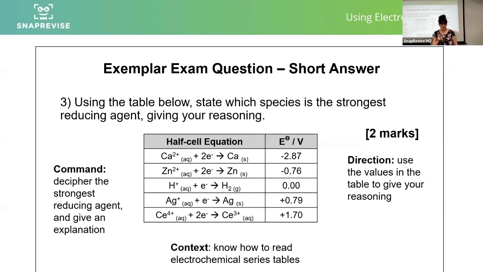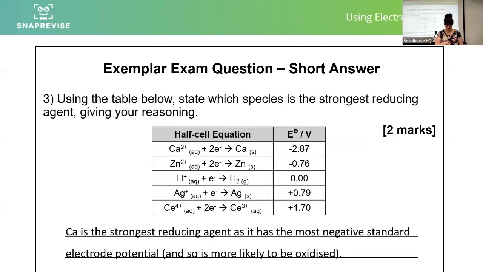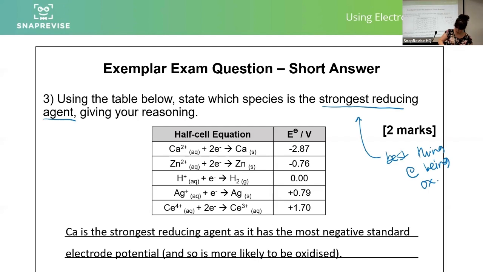So hopefully you've come up with an answer or you've got towards an answer. So which species is the strongest reducing agent? I've got to think it through, otherwise my brain doesn't work. The strongest reducing agent itself is going to be oxidized. So it's got to be the best thing at being oxidized. That will be the strongest reducing agent.